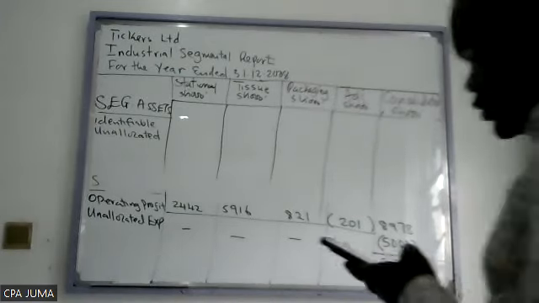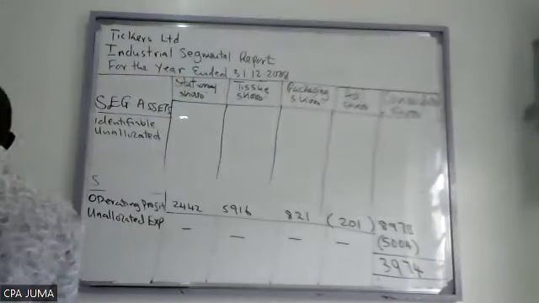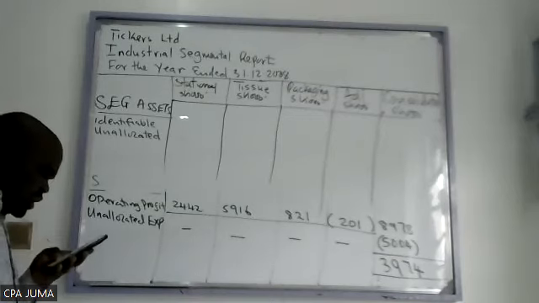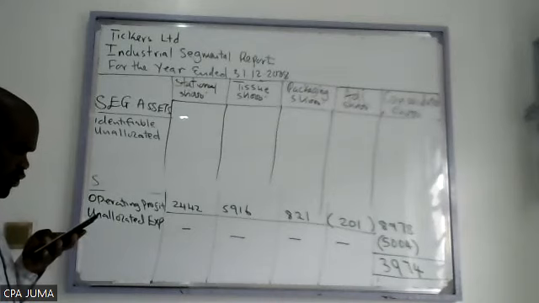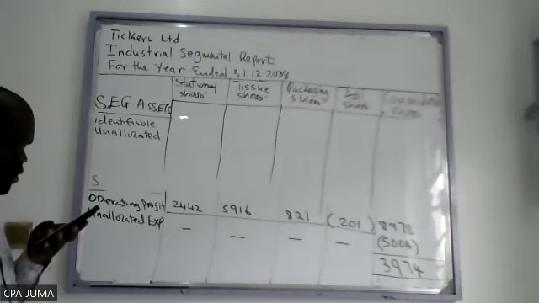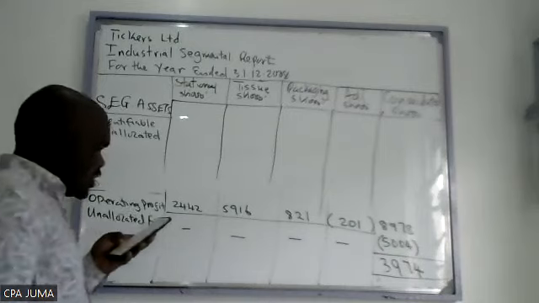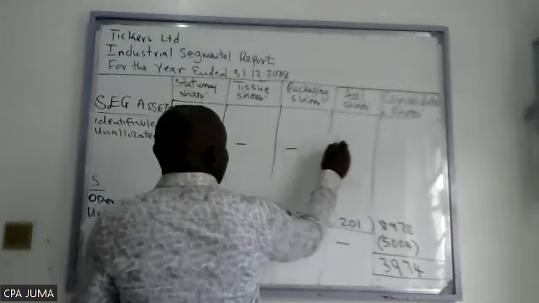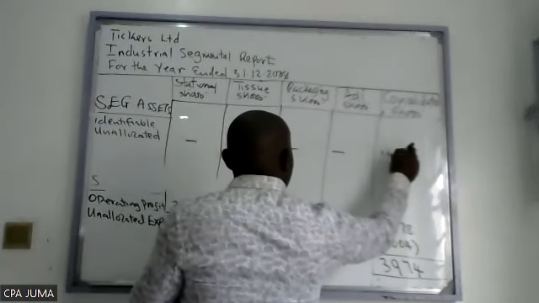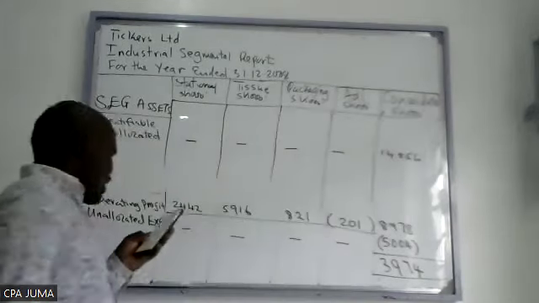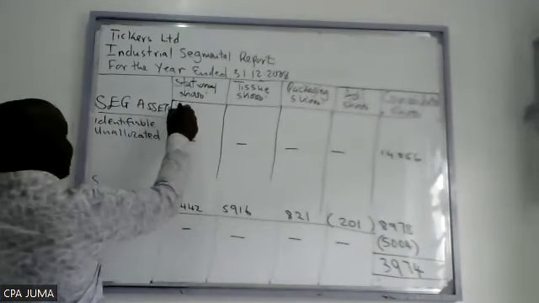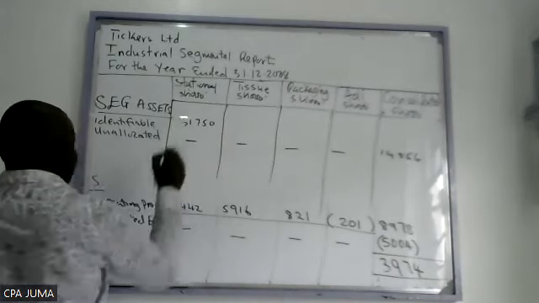So identifiable, if you start checking for your assets, you will realize from the top we have assets not available to be allocated to stationery, tissue, and packaging. Unallocated, and I hope the figure is 14,856. That is unallocated. We collect these other ones. Assets used by the stationery, 31,750.